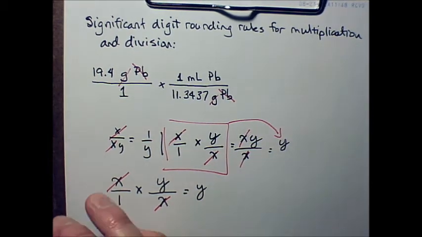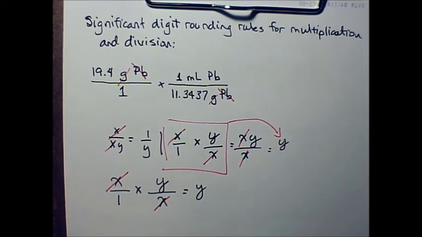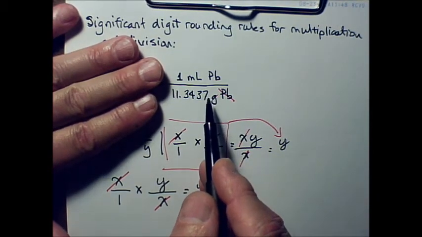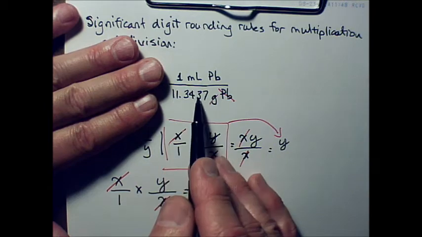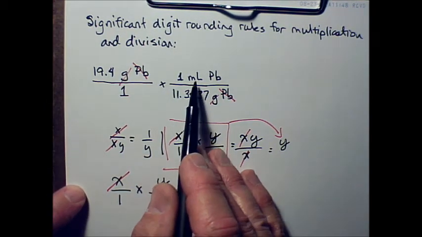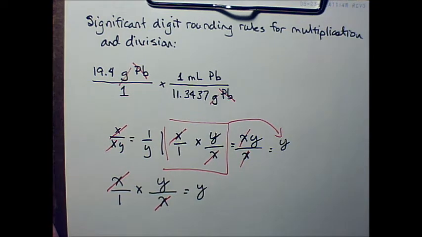Okay, I have a question. Yep. How did you get the 1 milliliter and 11 and all that? I looked it up. This is the density of lead. What I said a minute ago. The density of lead is 11.3437 grams per milliliter. I gave it to you. I just told you that.